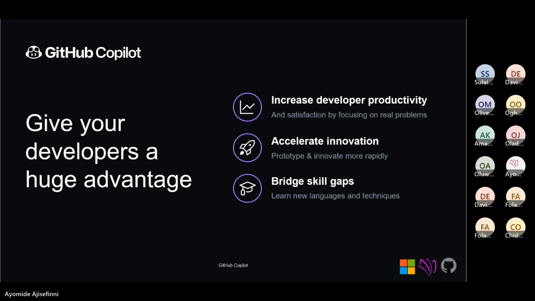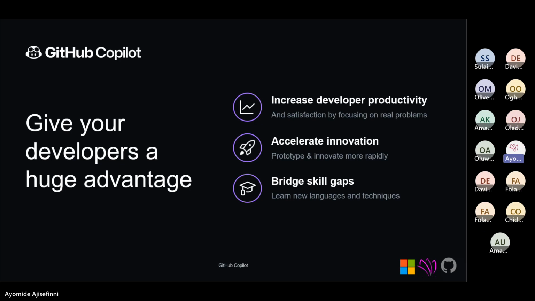Okay, so you need to give your developers a huge advantage. Now we're bringing it to GitHub. GitHub is one of Microsoft's prized products. We love GitHub so much because over the years we've used it to change the way people build and the way people code. So the main thing that will be coming through this Copilot is, the first thing is to increase developer productivity, right? The next is also to accelerate innovation, and the last is to bridge skill gaps.